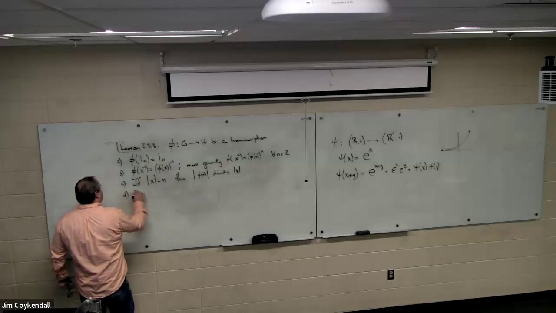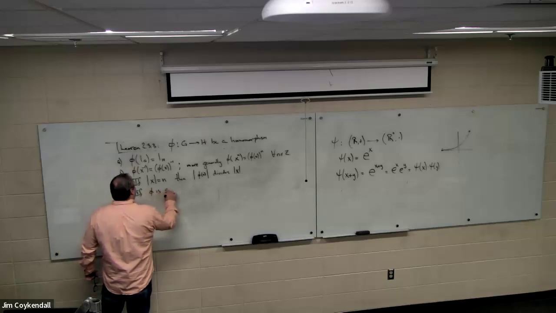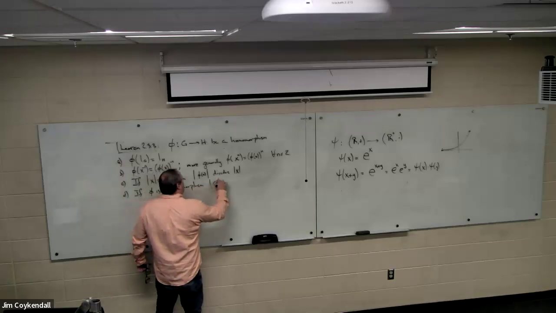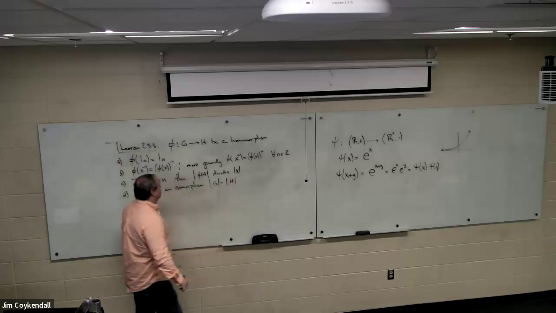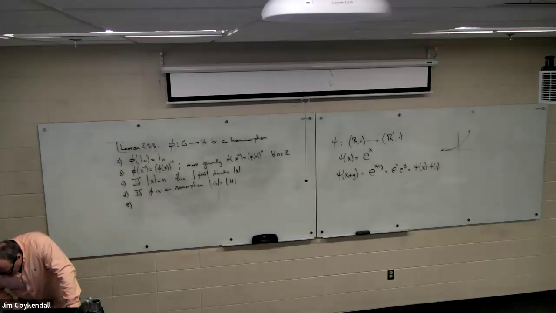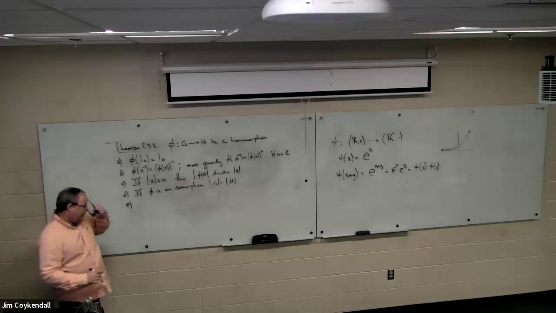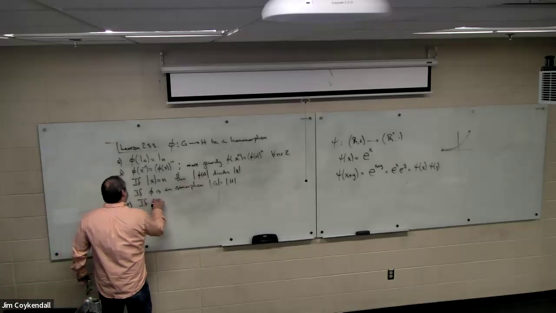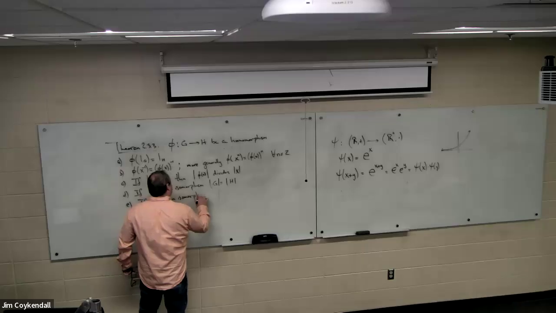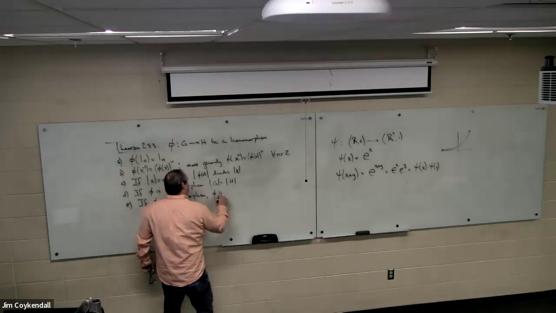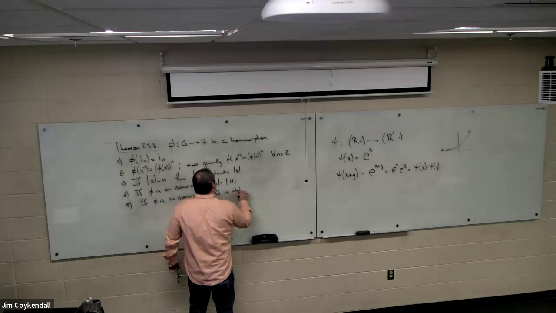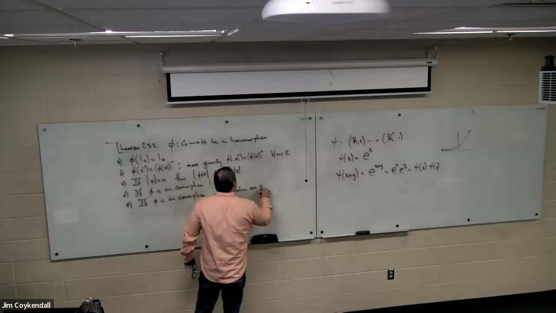D, if phi is an isomorphism, then the order of G equals the order of H. Really more of a set theory thing. And E, if phi is an isomorphism, G is abelian if and only if H is.